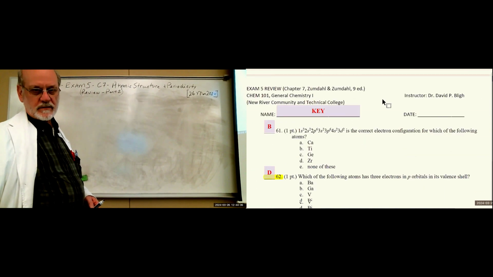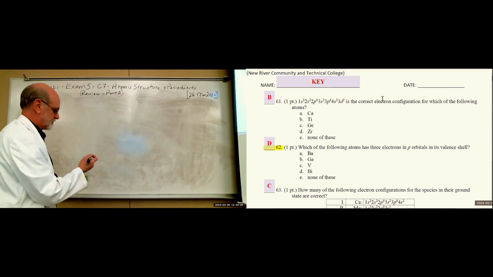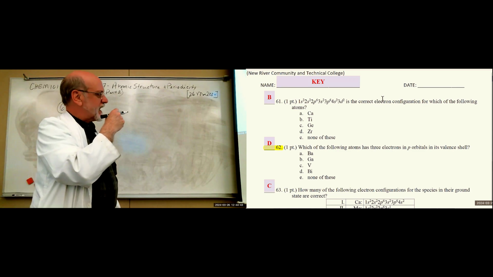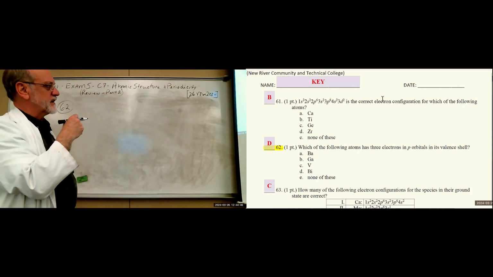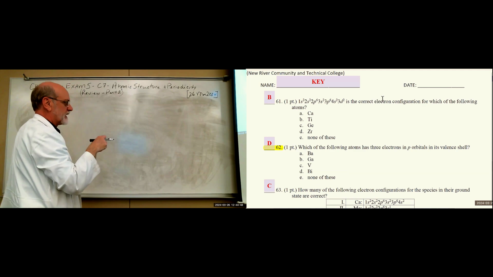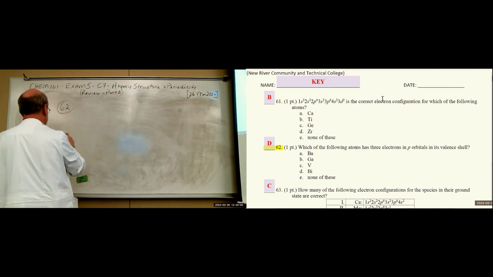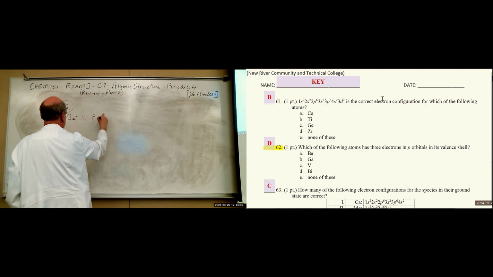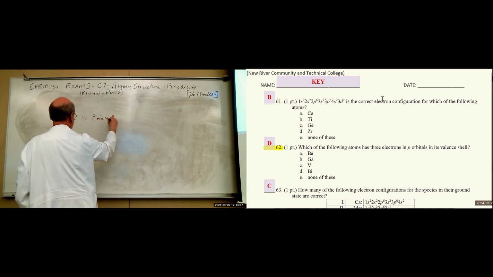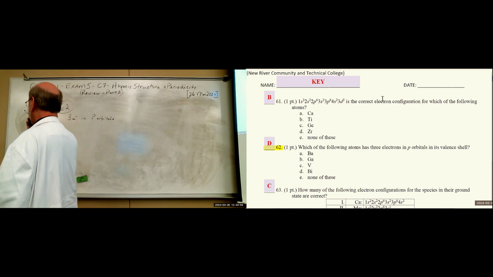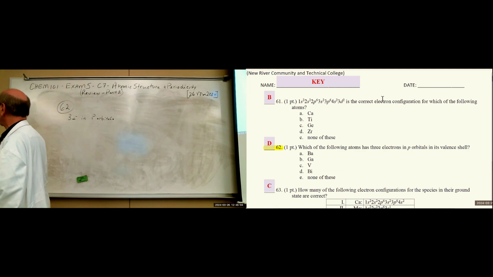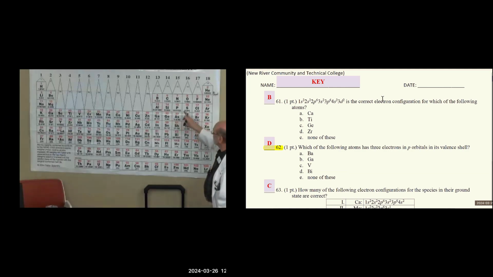Let's see, who's next? 62. Which of the following atoms has 3 electrons in p orbitals in its valence shell? 3 electrons in its p orbitals. Okay. 3 electrons in p orbitals means, well, the simplest would be any one of these would have 3 electrons in its p orbital.